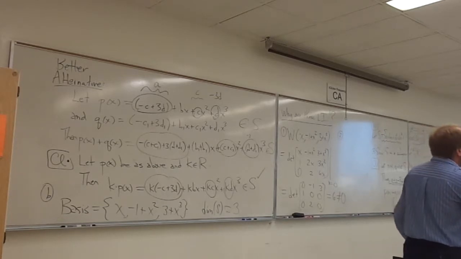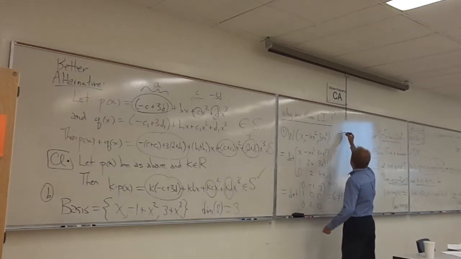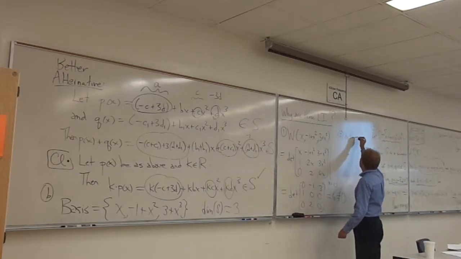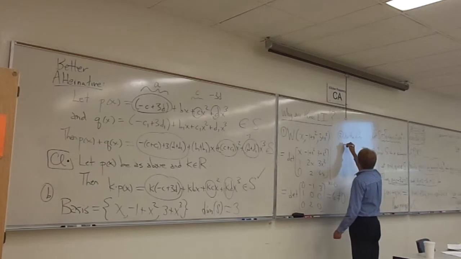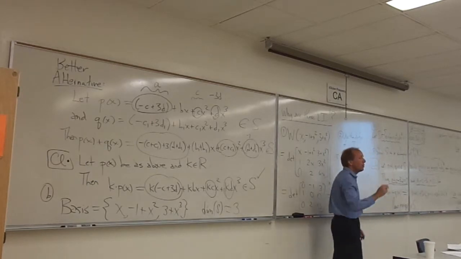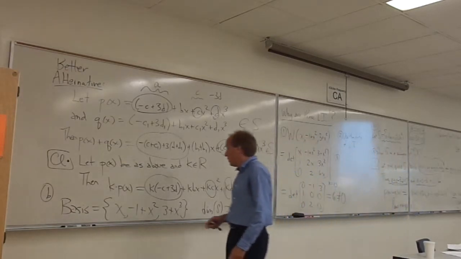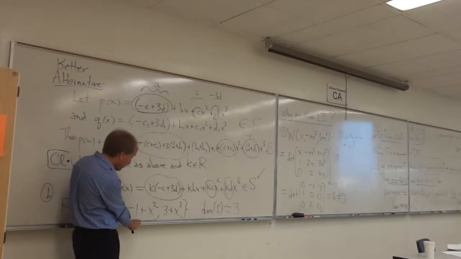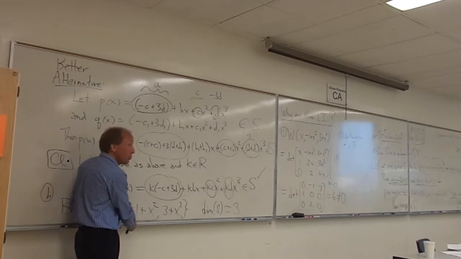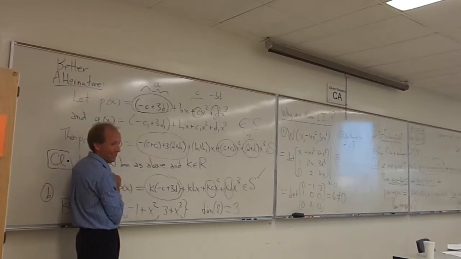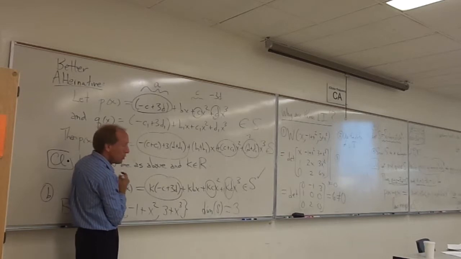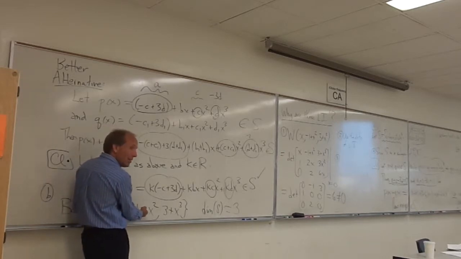So you could use the definition of linear independence. Let me just give you one more really quick one that's easy to see. The first 2 vectors, just the first 2, are linearly independent because they are not multiples of each other. So the first 2 are definitely linearly independent.